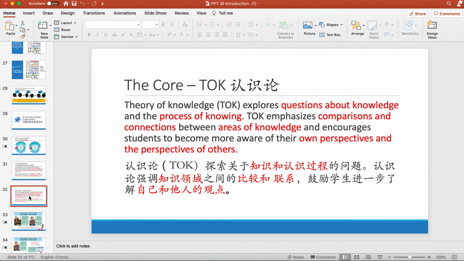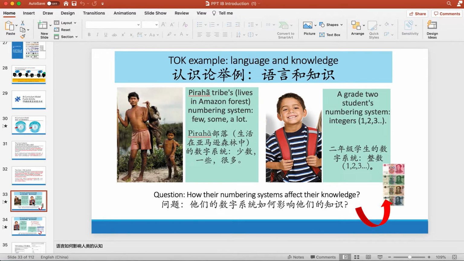And then the first core subject that I introduce to parents is TOK. I use this paragraph from the TOK at a glance. Rather than explaining TOK in detail, because to be honest it's pretty complex, I use examples from TOK. In this slide I use one of the optional themes, which is knowledge and language. I compare people or groups of people that have different numbering systems. For example, this is a tribe from the deep forest of the Amazon that only knows few, a lot, and some, compared to a grade 2 student who already knows 1 to 3.